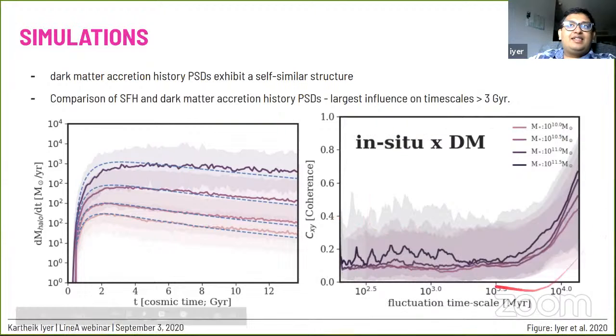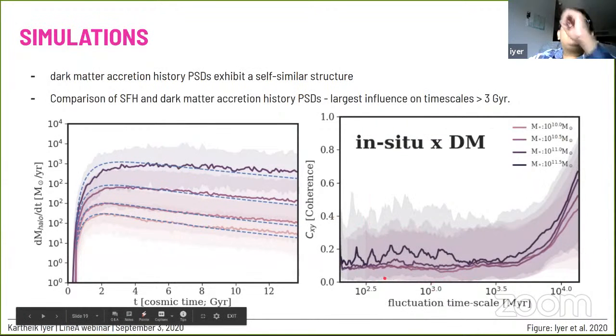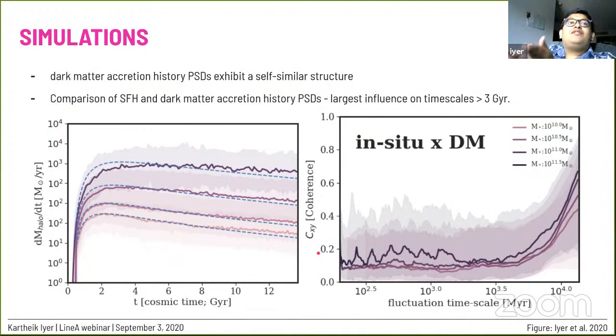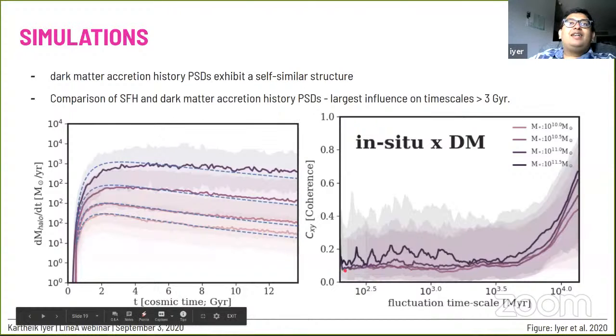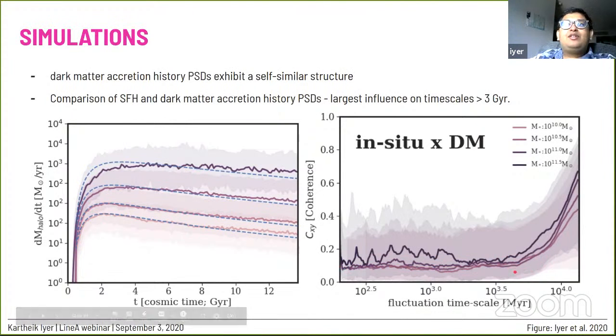So this is for the Illustris TNG simulation. We did a cross correlation analysis of the in situ star formation histories, which is the star formation rate for stars that were formed in the galaxy and not accreted via mergers. So we did a cross correlation between the in situ star formation histories and the dark matter accretion history. One of the things we find is that the correlation, or the coherence, between these two time series is low for most time scales, except on really long time scales above 3 gigayears and so on. And so this tells us that the halo accretion drives how galaxies grow, but only on these really long time scales.